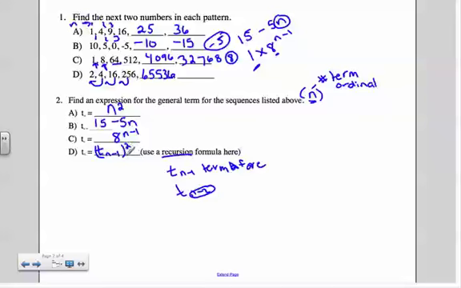Now, when you have a recursion formula, you always need a starting point, because if I were to try to find T1, or the first term in here, it would become T1 minus 1, or T0, which doesn't exist, because we call these discrete or countable, so we only start counting at 1. So as part of my formula, I have to say where T1 equals 2.